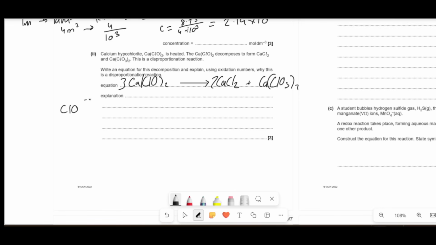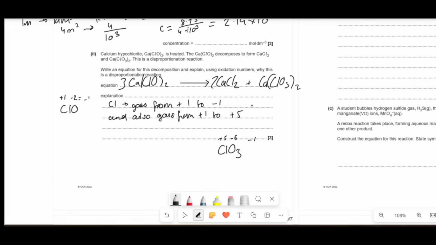So this ClO minus ion must have a charge of -1 overall. So we've got -2, so that chlorine must be a +1. So chlorine goes from +1 to, and then let's have a look what's going on. In here, CaCl2, it has become -1. But also, what about in this CaClO3 bit here? So the ClO3, if there's 2 of them, that's going to be a -1 overall as well. So that's -6. So that has to be +5 as an oxidation state. So it also goes from +1 to +5.